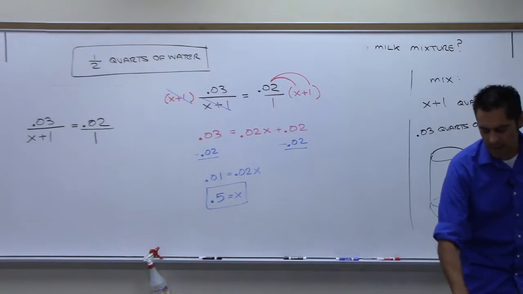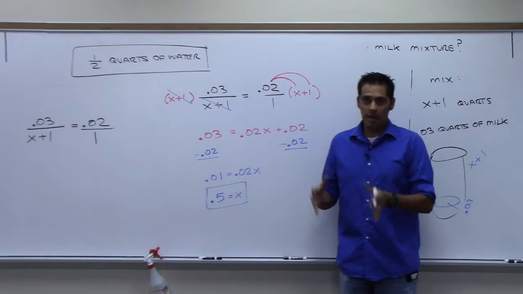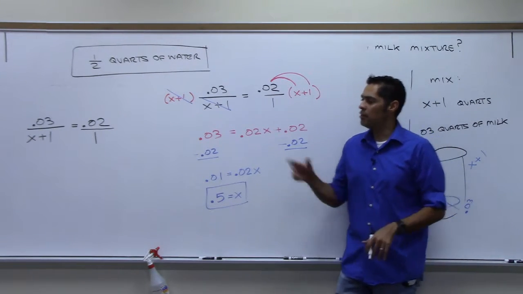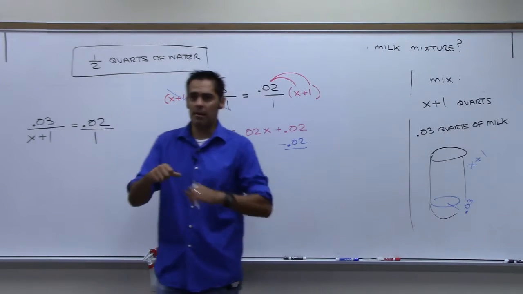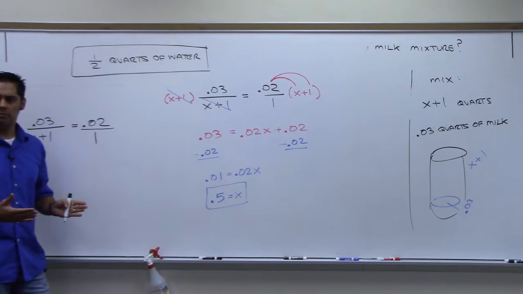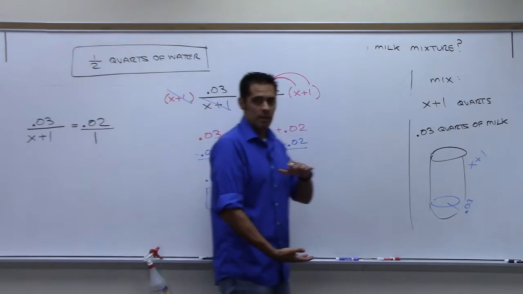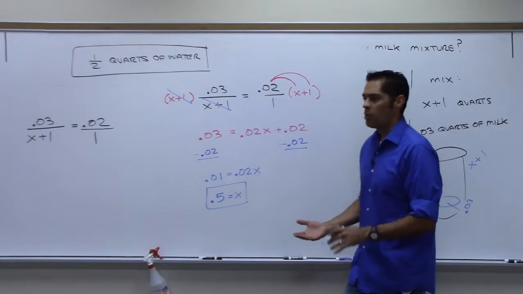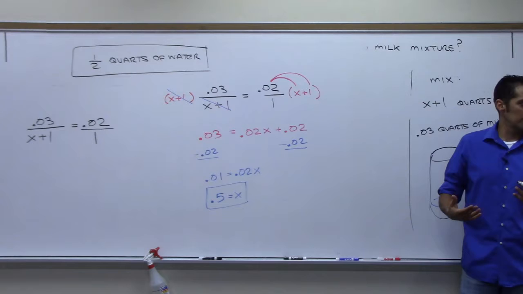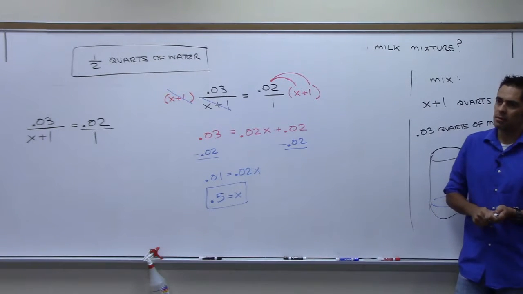So I'll kind of back up a little bit. We had 1 quart of 3% milk. We figured out that if you take half a quart of water and you add it and you mix it up, you will have a 2% solution. How much will you have? How much of it will there be? 1.5 quarts, right? You started with the 1 quart, you added half a quart of water, so now you have a 1.5 quart mixture, but it's 2% milk instead of 3%.